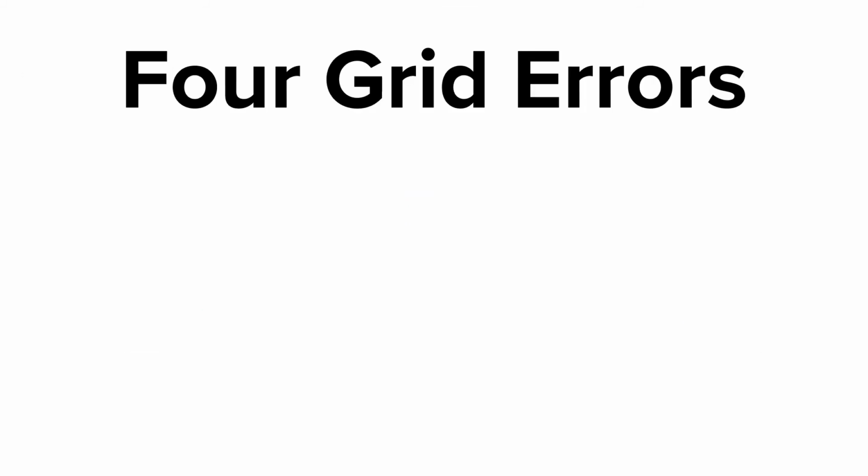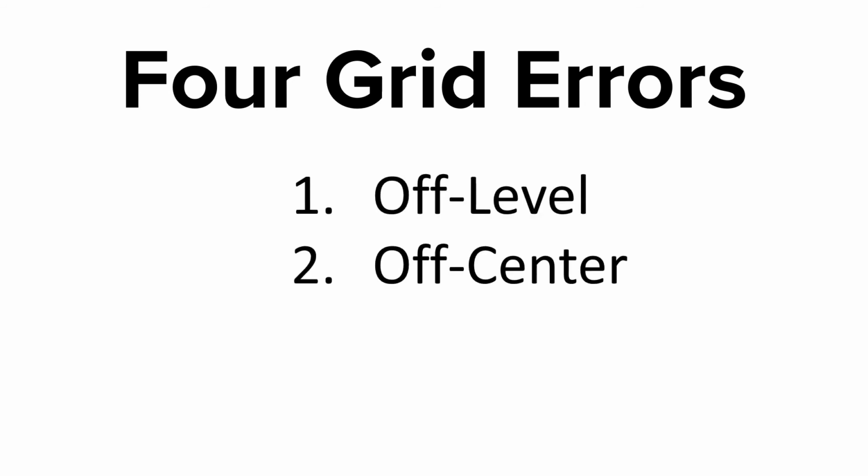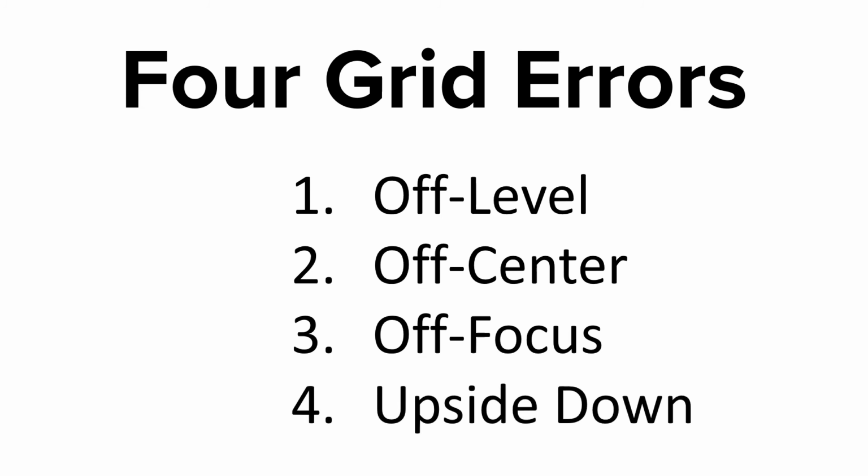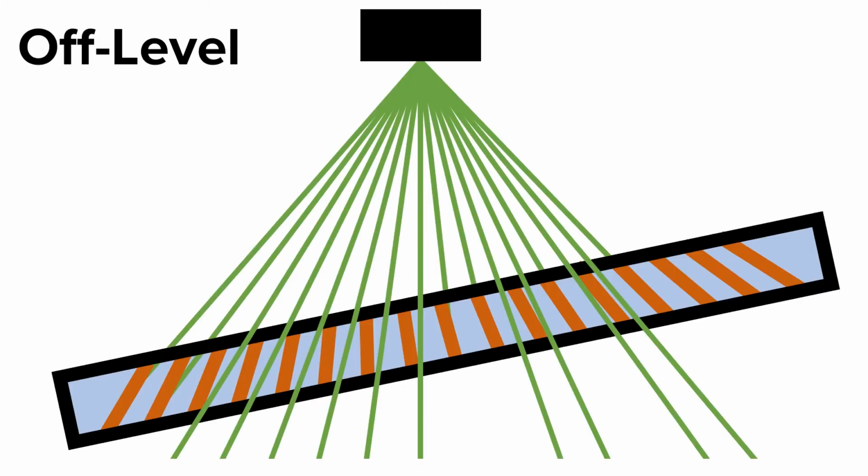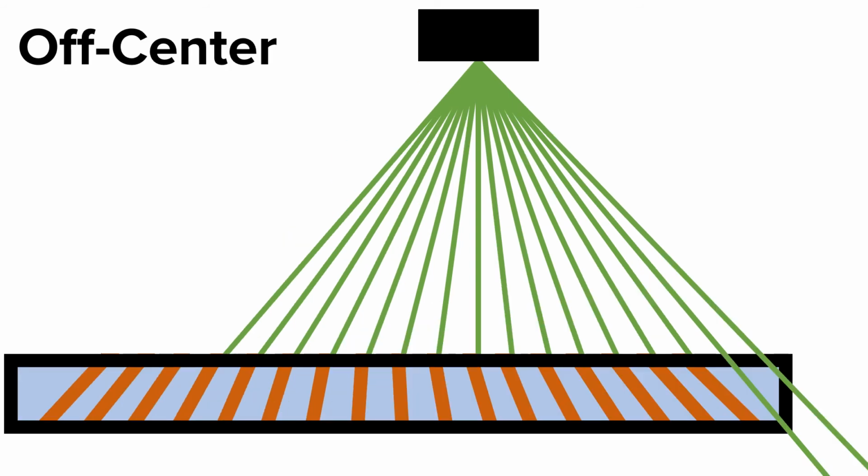There are four main types of grid errors. They are off-level, off-center, off-focus, and upside down. An off-level grid error is caused when the grid is not perpendicular to the central ray. This causes grid cutoff. An off-center grid error is perpendicular with the central ray, but it is shifted laterally. This causes grid cutoff.